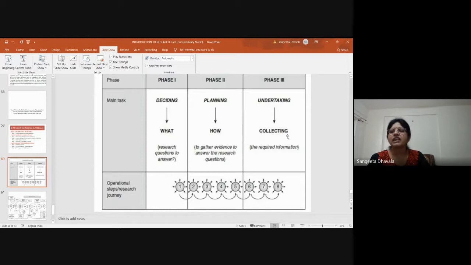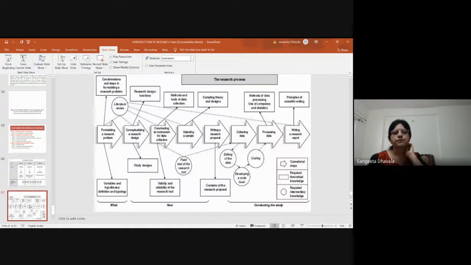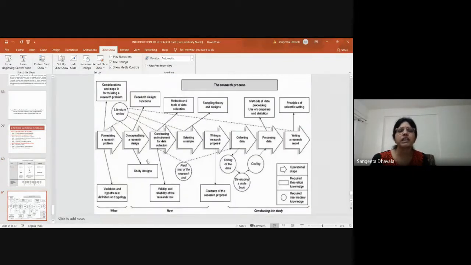6, 7, and 8 is about undertaking the entire research journey. So again, the same thing is clearly depicted here. You see that the first step is formulation of a research problem. Here you will consider the various variables for your study, and then considerations and steps in formulating a research problem.